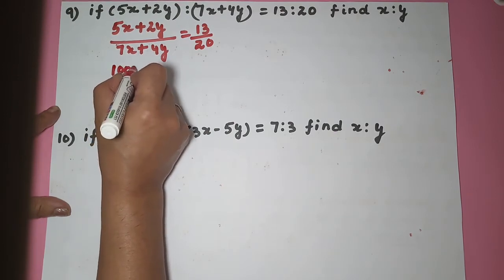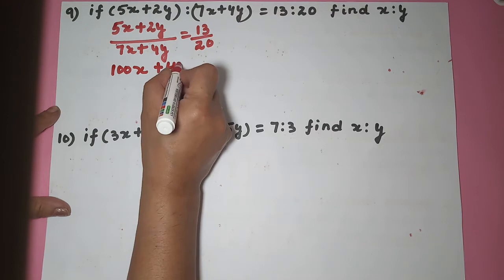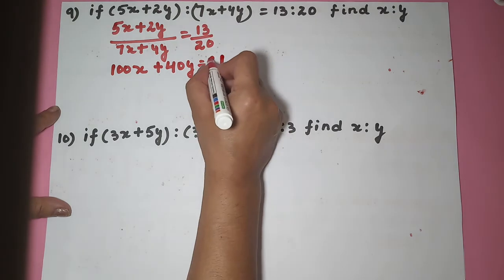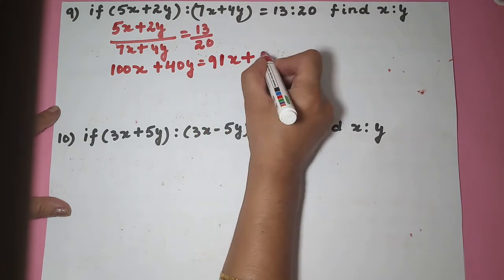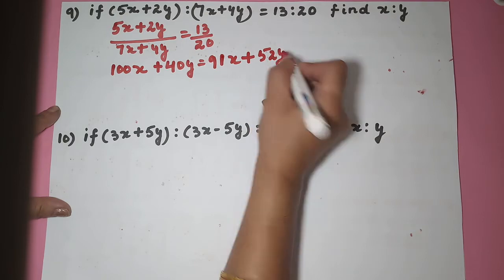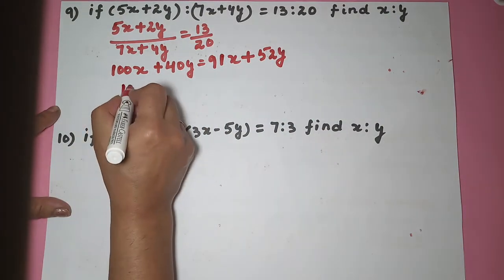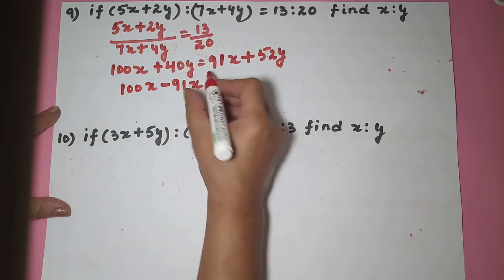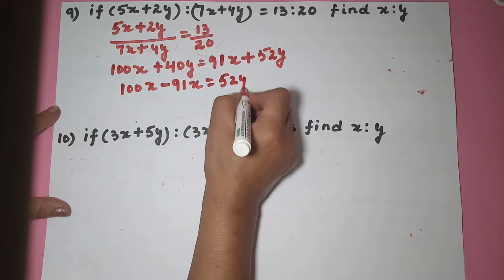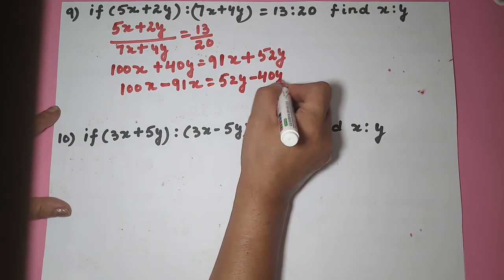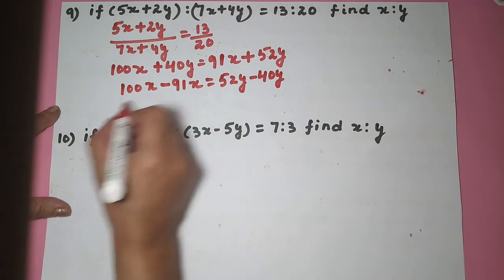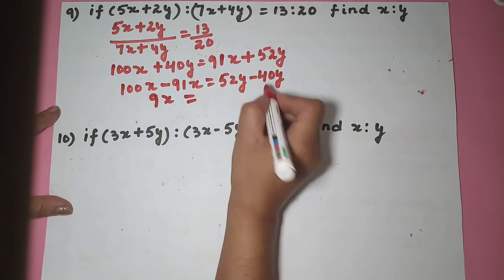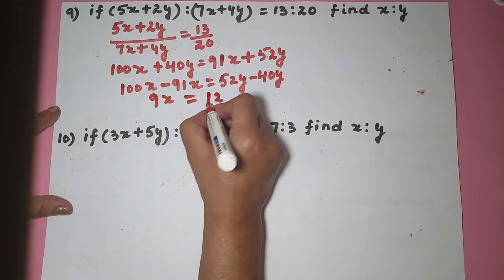25s are 100x plus 40y is equal to 13 sevens are 91x plus 13 fours are 52y. So if you simplify this, bring this x term together, 100x minus 91x, shift this 40 to this side, you will get 52y minus 40y. 100x minus 91x is 9x, equal to 52 minus 40 is 12y.